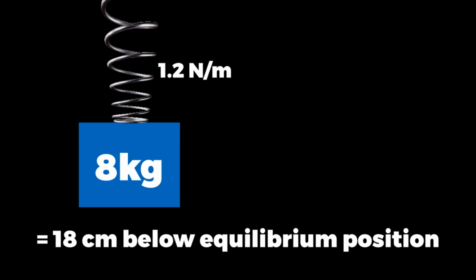So after 5 seconds, the object undergoing simple harmonic motion is going to be 18 centimeters below where it initially was. So that's all you really need to know about simple harmonic motion.